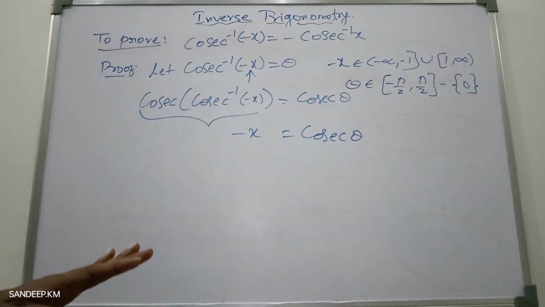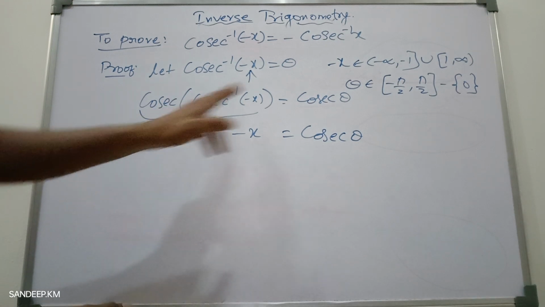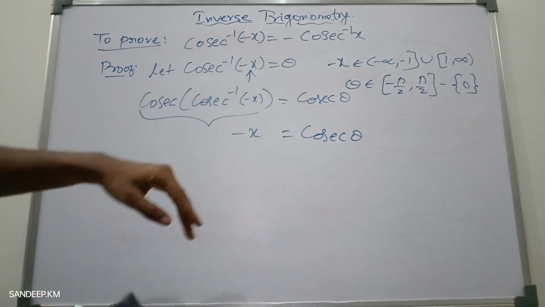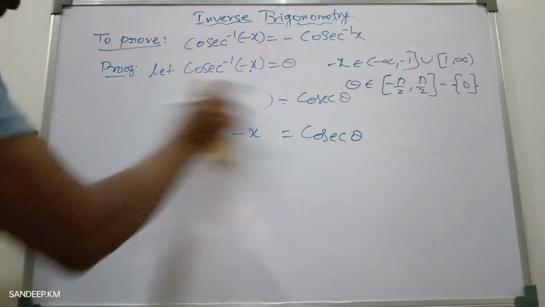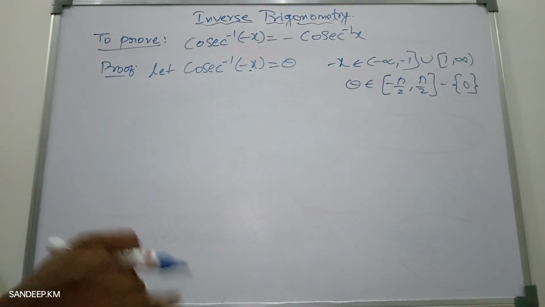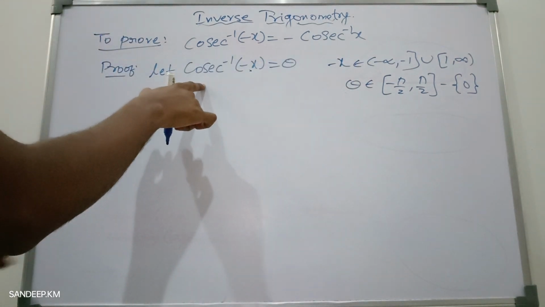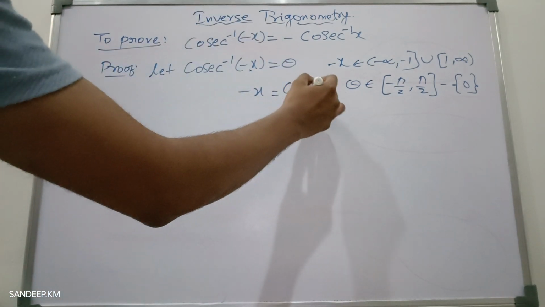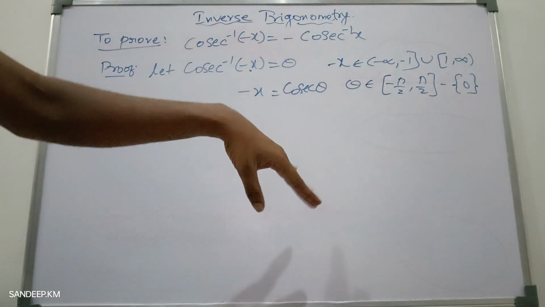But generally, when I am solving the problems, I will not say it like this. Instead of applying cosec on both sides and using theorem 1, I'll make it simple for you. Instead of doing it in 2 steps, what I am going to say is, since minus x is in the domain of cosec inverse function, I will write minus x is equal to cosec theta. I will make it simple, like cosec inverse goes to that side as cosec.